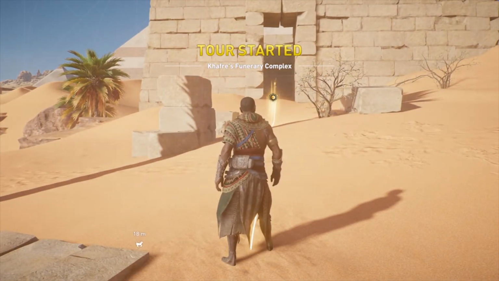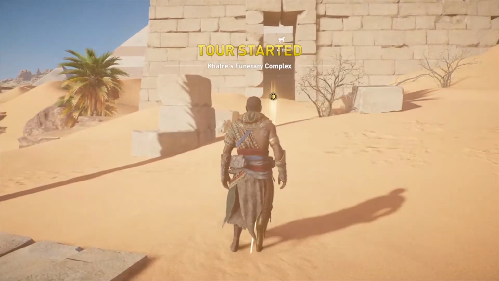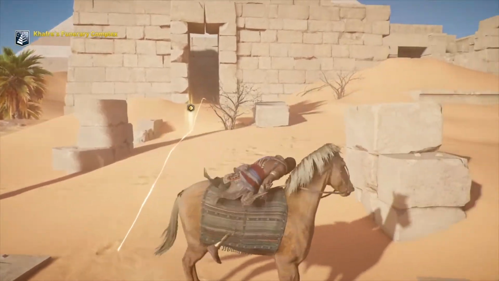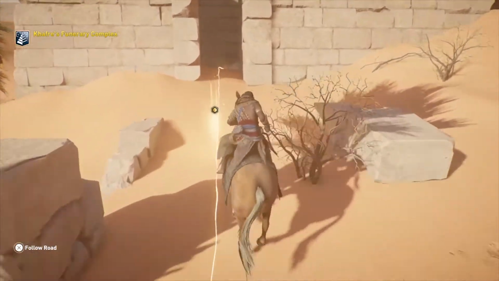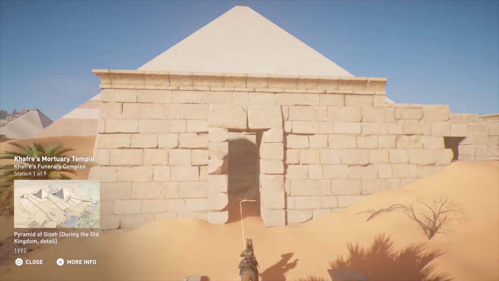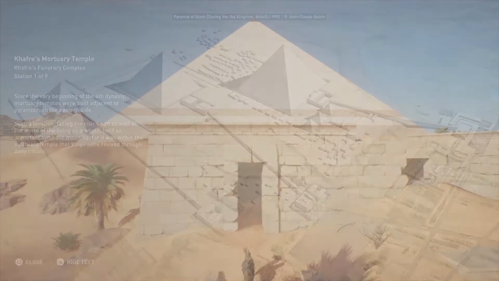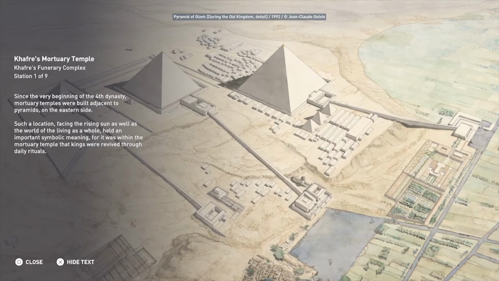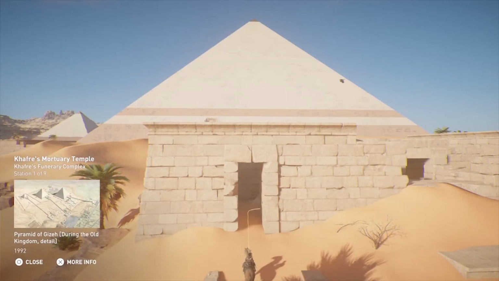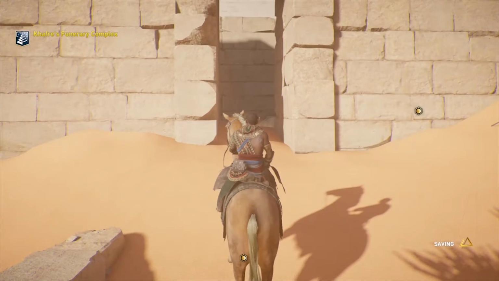Welcome to Khafre's Funerary Complex. Since the very beginning of the 4th Dynasty, mortuary temples were built adjacent to pyramids on the eastern side. Such a location, facing the rising sun, as well as the world of the living as a whole, held an important symbolic meaning, for it was within the mortuary temple that kings were revived through daily rituals.